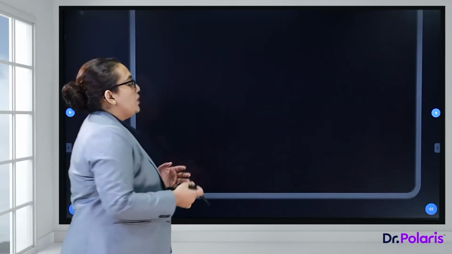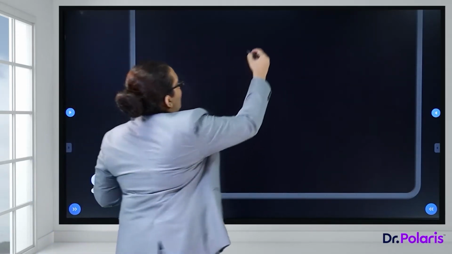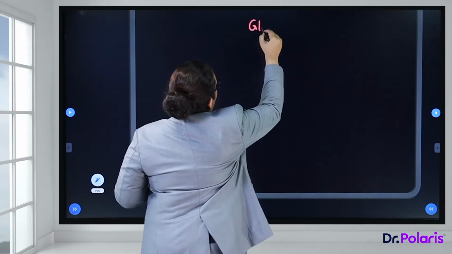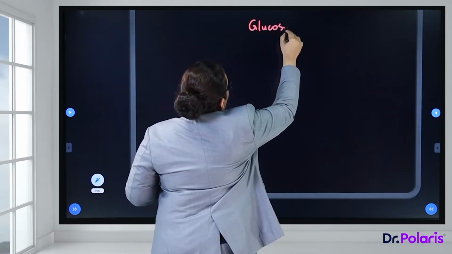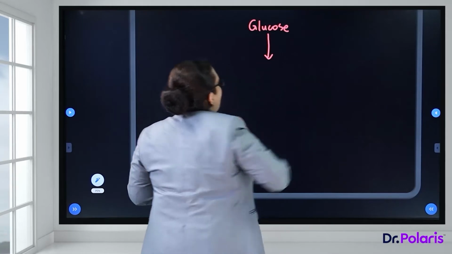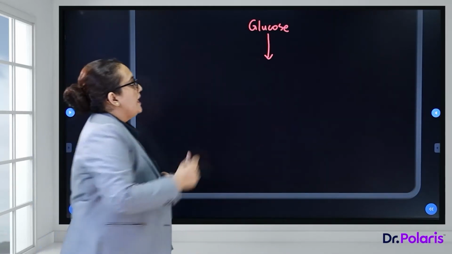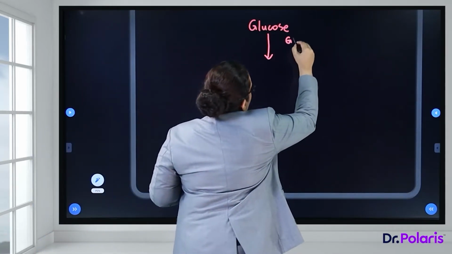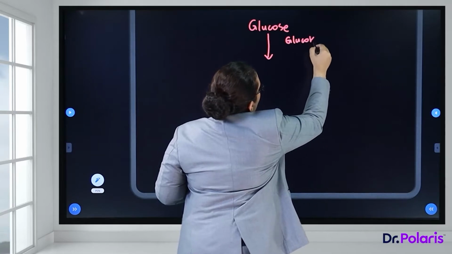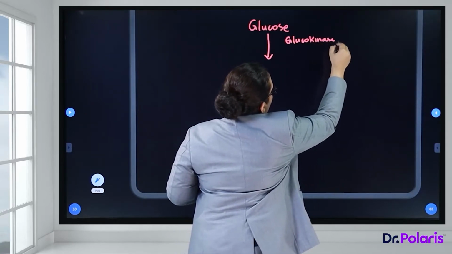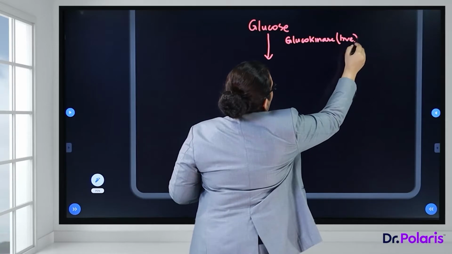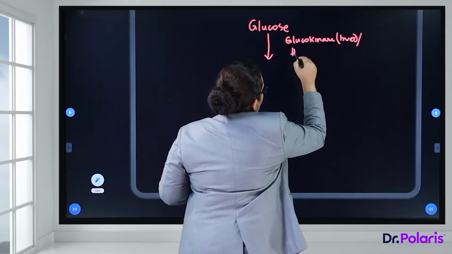So, as I've told you, the reactions may start with the starting material, which could be either glucose or glucose 6-phosphate. I'll just start with glucose now. Glucose in the first step undergoes phosphorylation in the presence of the enzyme glucokinase, which is present strictly in the liver, or hexokinase.